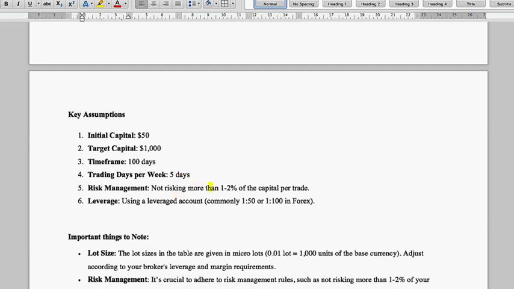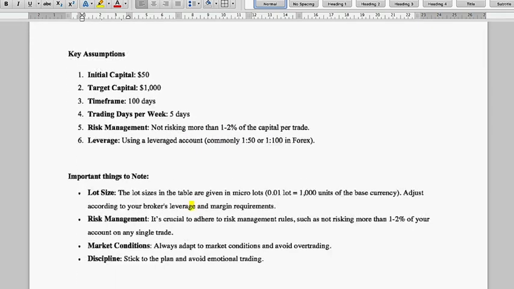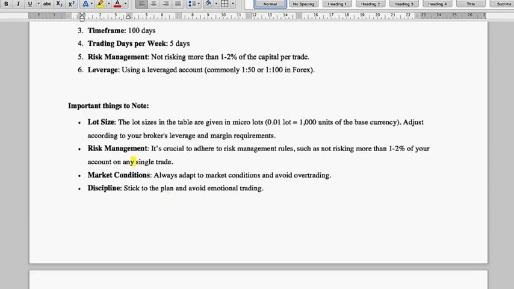So your risk management is 1:2 per capital. So you will be using a leverage of 1:50 or 1:100. I think this leverage is very okay, so that you do not blow the account faster. So important thing to take note of: lot size. The lot sizes in this table are given in micro, so I'll be showing you the lot sizes on a micro level, 0.1 up to 0.20.